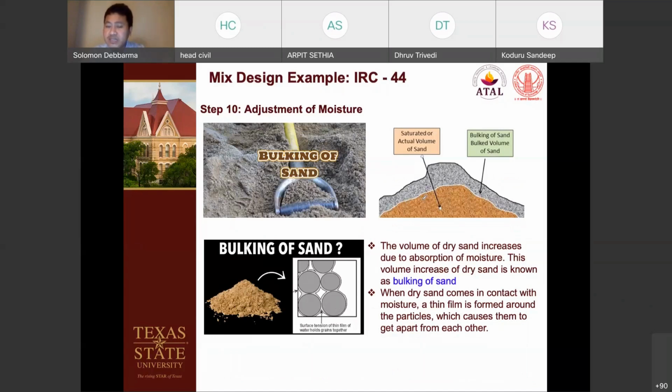If dry sand comes in contact with moisture, a thin film is formed around the particles, which causes them to get apart from each other, which means that the volume of dry sand will increase due to the absorption of moisture, although the density will be the same. The density will remain the same, but the volume of the sand will increase, right? So this is known as bulking of sand. So we need to make some adjustment for moisture, right? Now the question comes, how do you make the moisture adjustment?